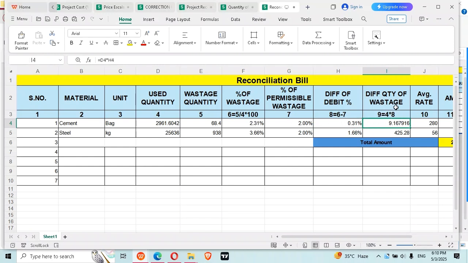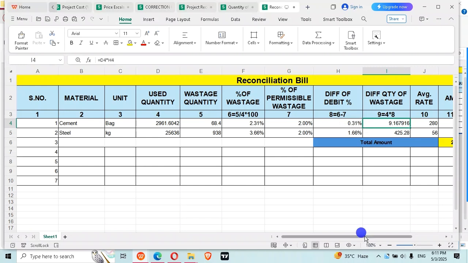Then I am coming to the wastage quantity here. How to calculate it? You should multiply the use quantity by the difference of the wastage between these two. What is the difference here? So you just multiply the use quantity by this percentage. You will get the quantity of the extra wastage. You can see here, engineers. So what does it mean? It means this is chargeable, because the standard is only 2%. If it is less than 2%, it is okay. So now 0.31% is extra. So what is the quantity of 0.31%?